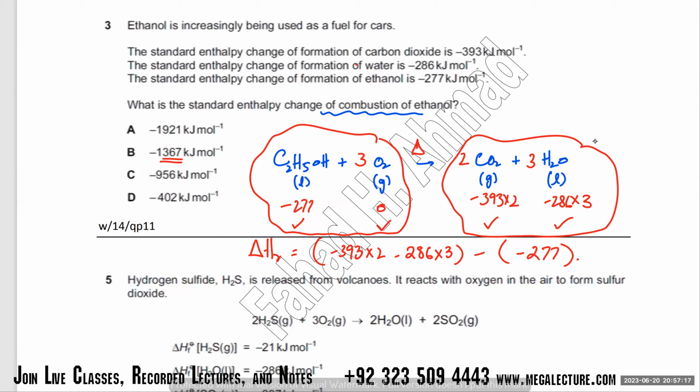One second. Just 1 second. My board hung up.